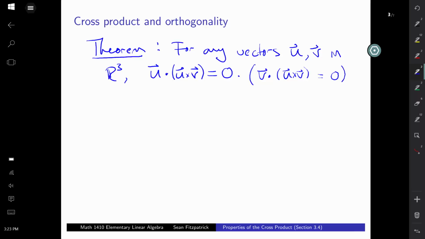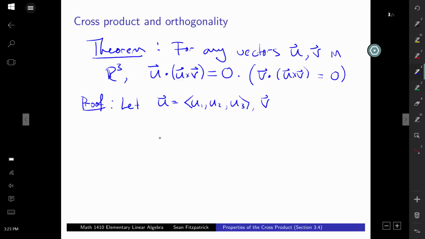So how do you prove this? Well, we wanted to make this general. So we choose component representations for our vectors, but we don't say what those components are. So u is going to be u1, u2, u3. V is going to be v1, v2, v3. And so we calculate the cross product.